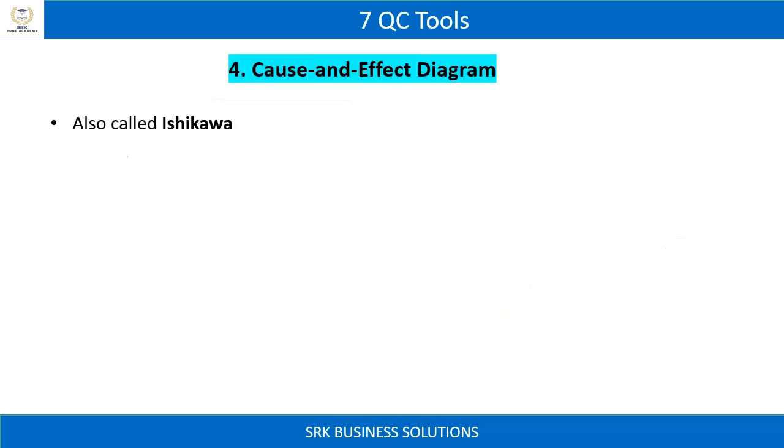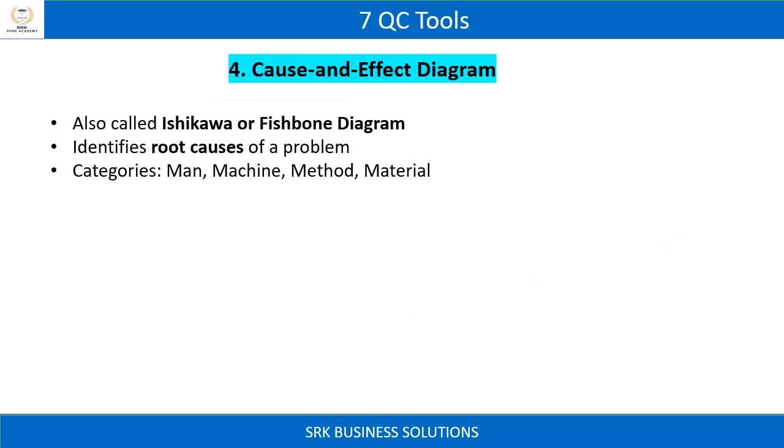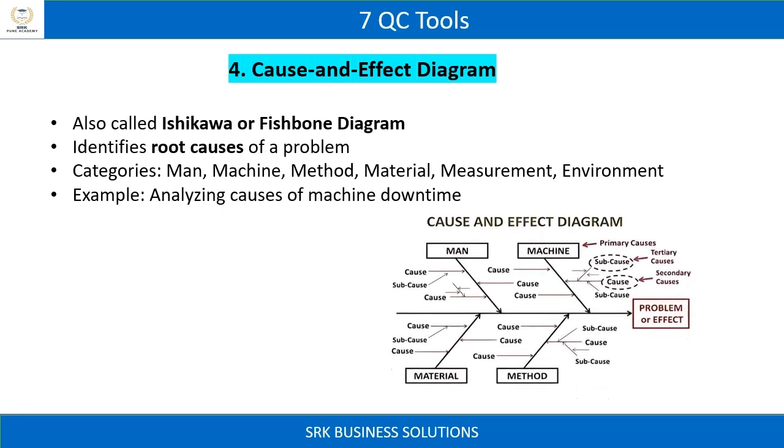The fourth QC tool, Kaizen effect diagram, also known as the Ishikawa or Fishbone Diagram, is a structured way of identifying root causes. It visually organizes possible causes into categories such as man, machine, method, material, measurement, and environment. For example, if a machine has frequent breakdowns, the diagram can help the team brainstorm and categorize possible reasons, leading to more effective problem solving. It's an essential tool for digging deeper into the reasons behind recurring problems.